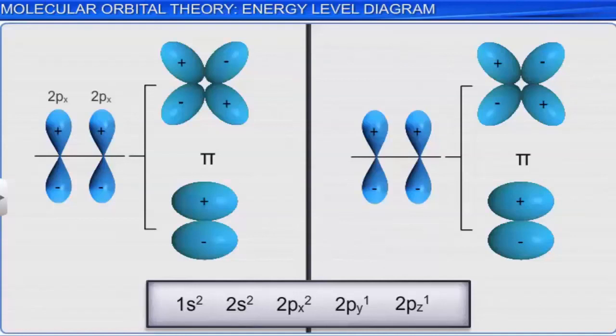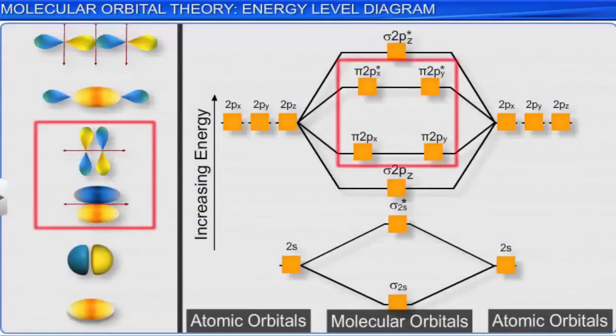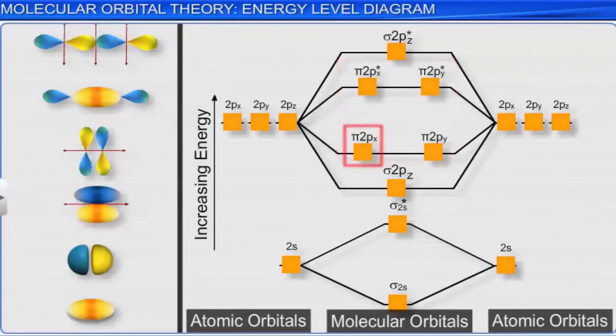The 2px atomic orbitals combine to form pi x bonding and pi star x antibonding molecular orbitals, whereas the 2py atomic orbitals combine to form pi y bonding and pi star y antibonding molecular orbitals. As the energies of the 2px and 2py atomic orbitals are the same, the energies of pi x bonding, pi y bonding molecular orbitals and pi x star antibonding, pi y star antibonding molecular orbitals are the same.